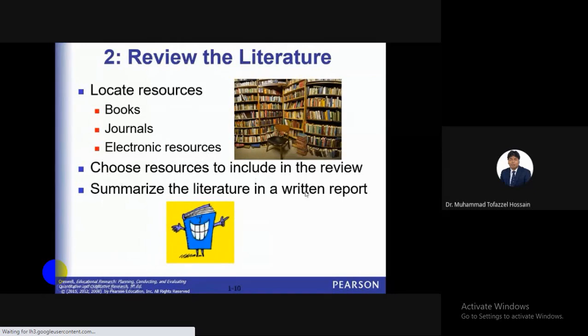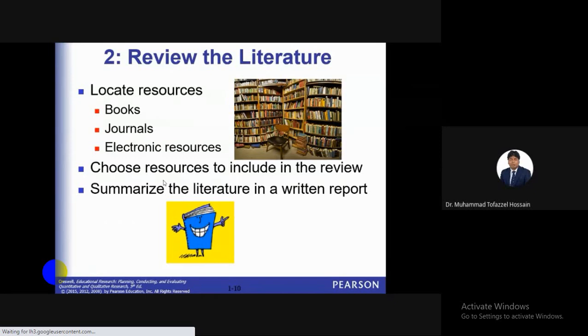Choose resources to include in the review. Which ones? You have to be very choosy. Which one should be included? Will you include all the research? No, not possible. You may get 1,000, even a million, crores of research. So which one should be included? You have to choose, right?